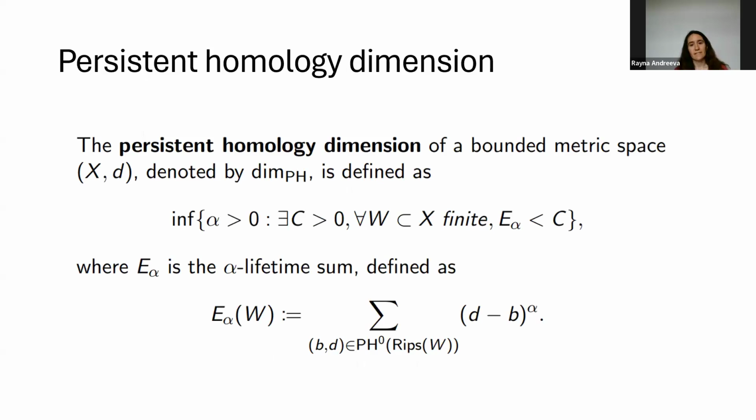In order to define this dimension, we first need to know what the alpha weighted lifetime sum is. That is defined by taking the length of all intervals. We're just going to focus on homology in degree 0. So we take the length of all the intervals, raise it to the power of alpha, and sum over them, and this is the alpha weighted lifetime sum. Now, the definition of the dimension is a bit more technical and more difficult to understand. It is the smallest value of alpha such that, for every finite subset of your space, this sum is bounded.